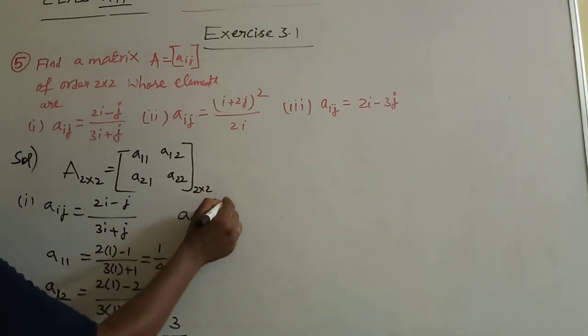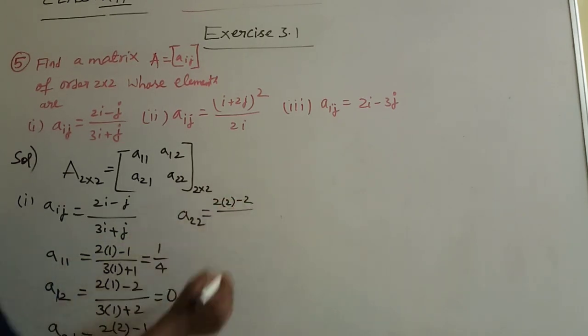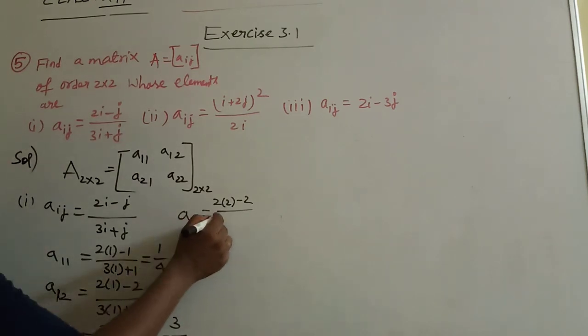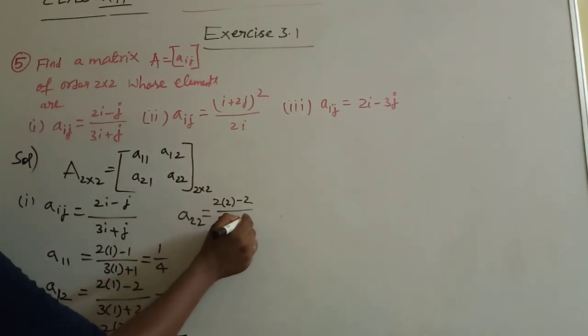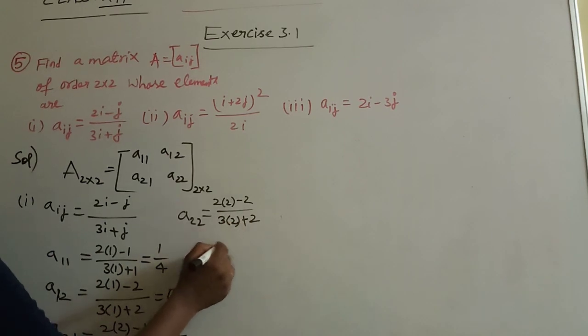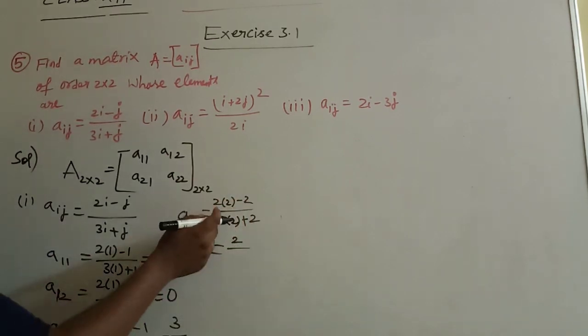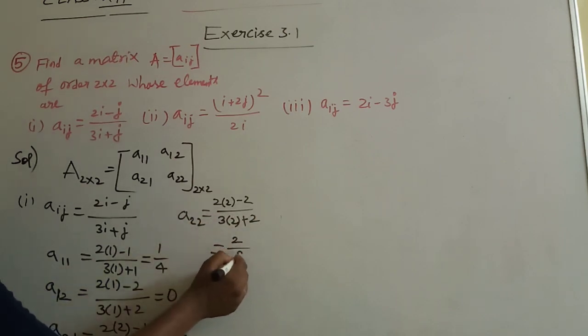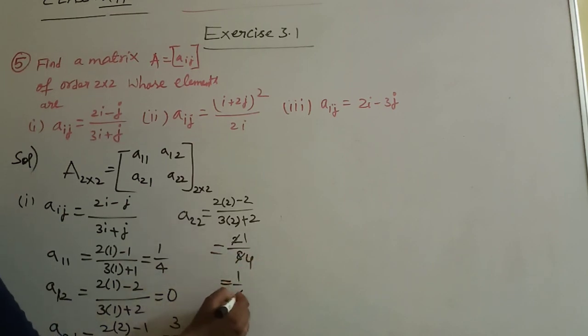Next a22: (2 into 2 minus 2) upon (3 into 2 plus 2). Here 4 minus 2 is 2, and 6 plus 2 is 8. 2 1s are 2, 2 4s are 8, so you get 1 upon 4.